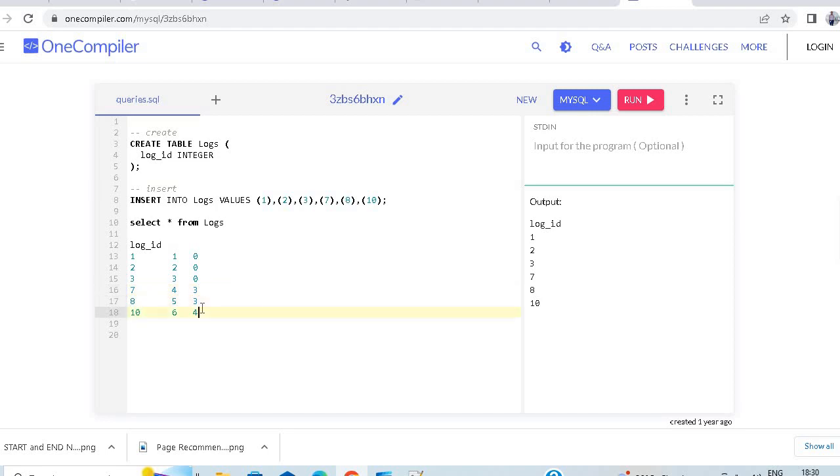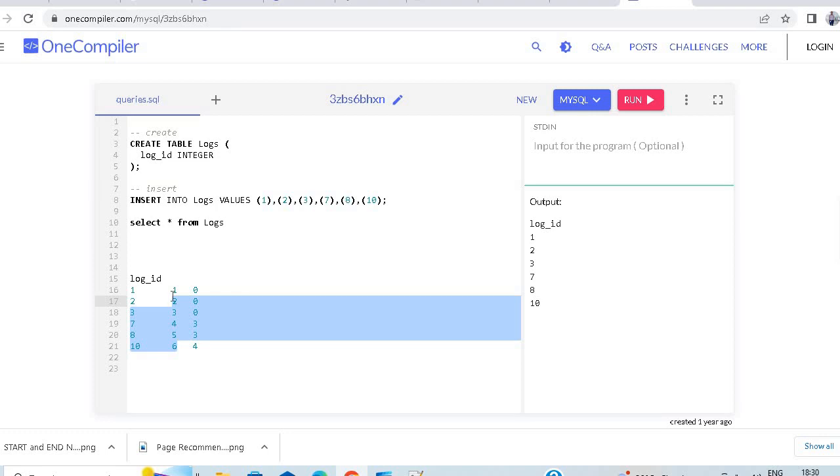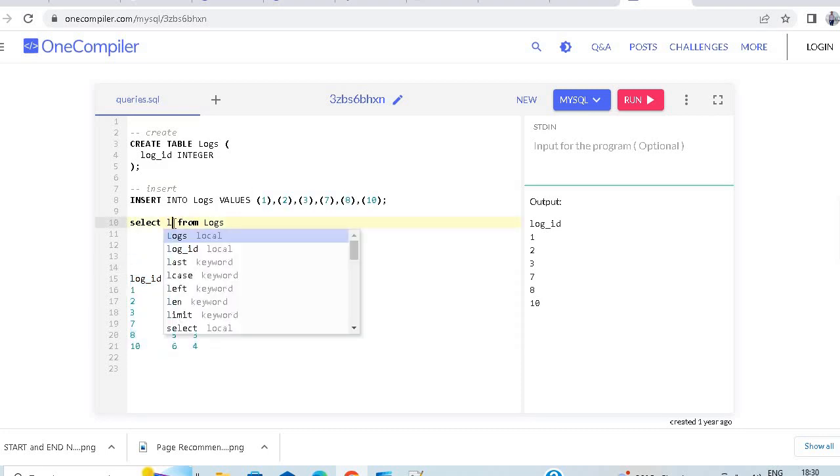This is a very simple problem, but we need to tackle it. So let's start. Our first thing is we need to give numbering to each row of the logs table. Then we need to do the subtraction. First of all we will try to give numbering to it. Select log id.